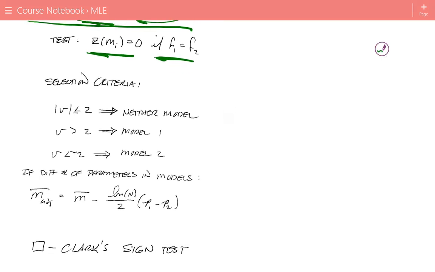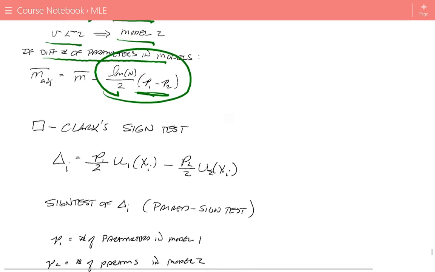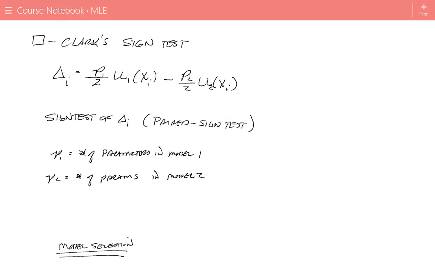Here's the suggested criterion: if the absolute value of v is less than or equal to 2, then really neither model is favored. If it's greater than 2, you go to model 1. If it's less than negative 2, you go to model 2. If there are a different number of parameters in the models, then you make an adjustment. Here's the adjustment: the log of the sample size over 2 times the difference in the number of parameters in the models.